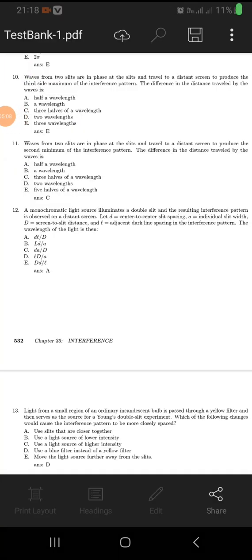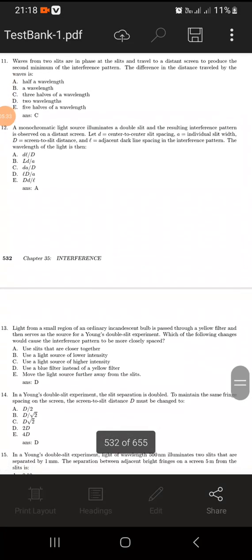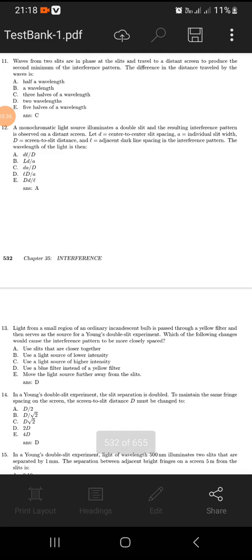A monochromatic light source illuminates a double slit, and the resulting interference pattern is observed on a distant screen. Let d equal the center slit spacing, a the individual slit width, D the screen to slit distance, and L the adjacent dark line spacing in the interference pattern. The wavelength of the light is then dL divided by D.